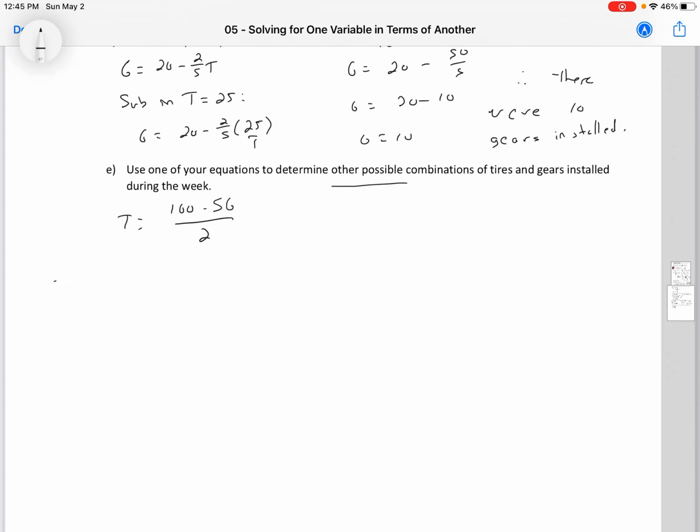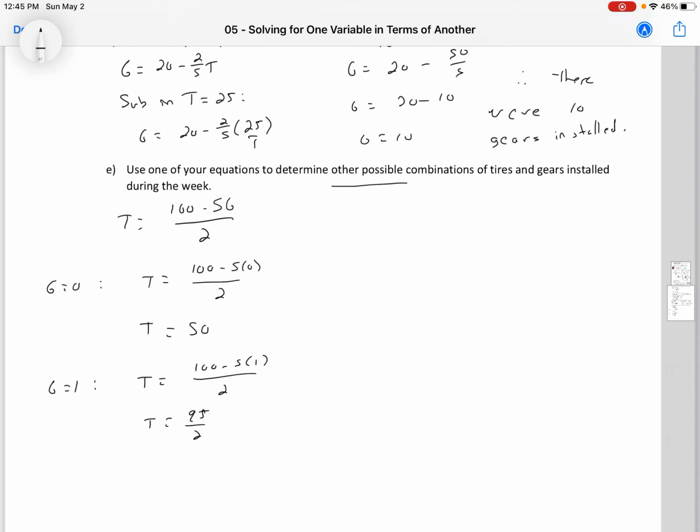Let's say g was equal to 0. If g was equal to 0, let's say they did 0 gears next week, we'd do 100 minus 5 times 0 over 2, and that's 50. So if g equals 0, we get 50 tires. Let's say g was equal to 1. And then tires would be 100 minus 5 times 1 over 2. That would be 95 over 2. That'd be 47.5 tires. Oh, wait.